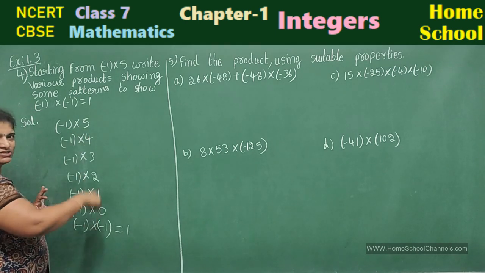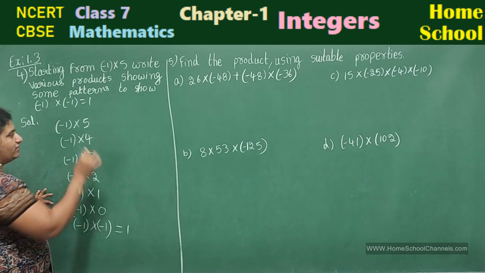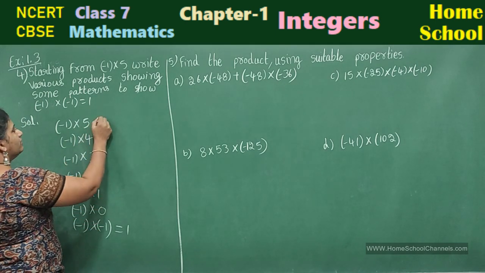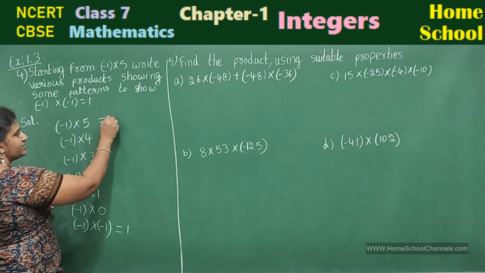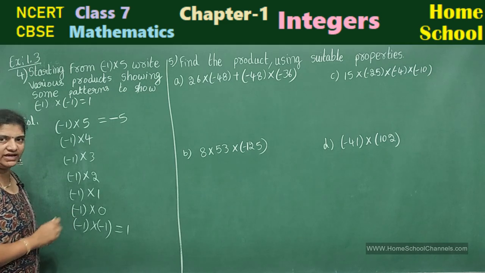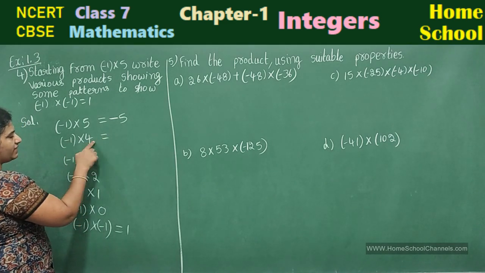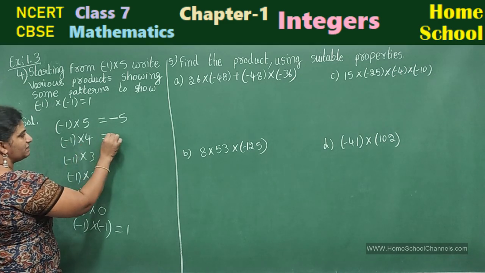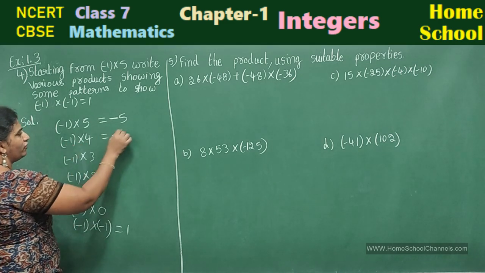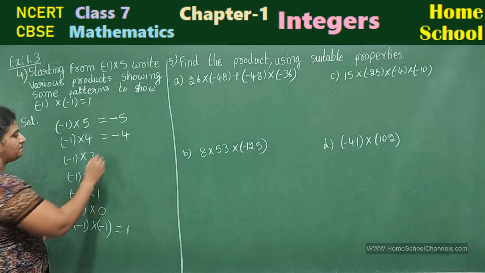Just multiply these all. 5, 4, 3, 2, 1, 0, -1. For -1, minus into plus. -1 into 5, 5. That is -5 is your answer. Coming here, -1 into 4, minus into plus. -1 into 4 will be 4. That is -4 is your answer.